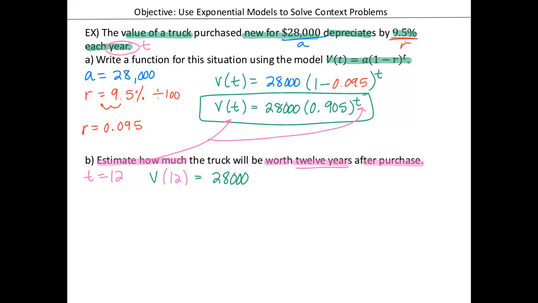28,000 times 0.905 to the 12th power. And you're going to just plug that in the calculator just like we've been doing. So 28,000 parentheses 0.905 to the caret key 12th power, and then press equals.